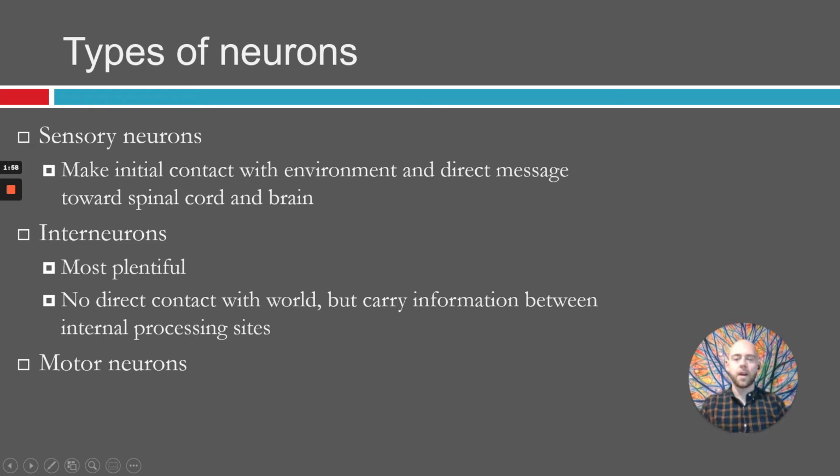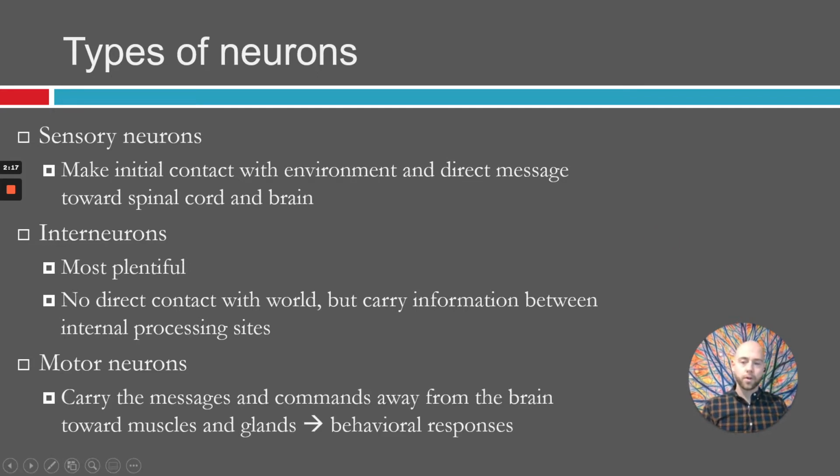Interneurons are the ones that are the most plentiful. So you have these sensory neurons on the periphery of your body, and you have interneurons taking up most of the space in the pathways, carrying information between different processing sites and your brain, spinal cord, and all these other neurons. Finally, we have motor neurons, and those are the ones that are carrying commands away from your brain toward different parts of your body.